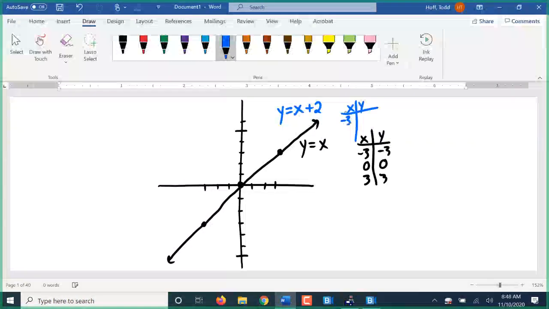Well, now if x is -3, -3 plus 2 is -1. That's a point right there. If x is 0, 0 plus 2 is 2. That's a point right there. And I crowded myself here, but if x is 3, 3 plus 2 would be 5. 3, 5 is going to be right there. We end up with a line that goes the same angle across the graph as that original line. See, the only difference is it's moved up 2 spots.